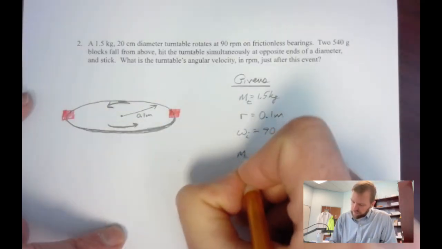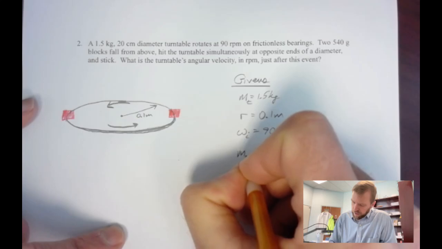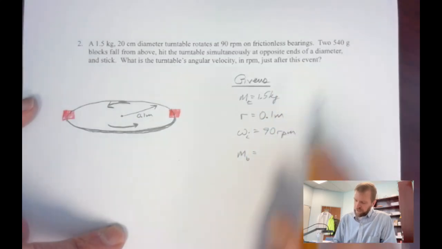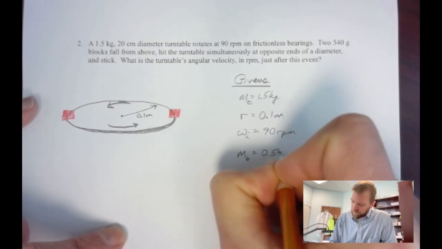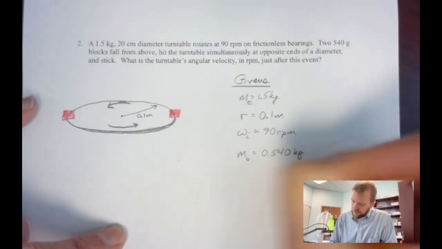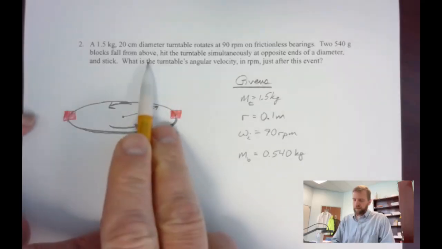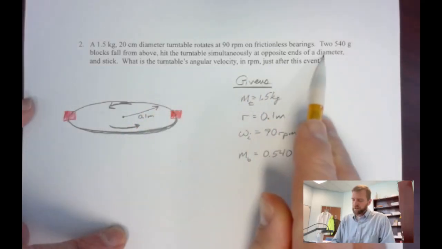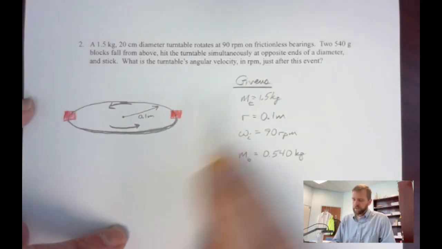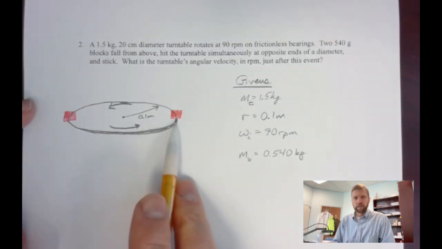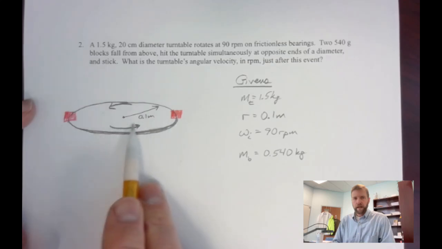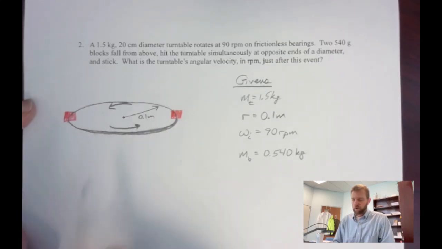So the mass of a block, we'll put a little subscript B here for that, is 540 grams, or 0.540 kilograms. And their location is at opposite ends of a diameter, just like we sketched out here. The blocks are combining with the turntable at 1 radius, so that's at 0.1 meters.